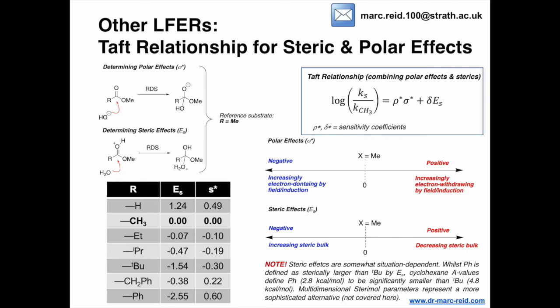The Taft steric parameter is not without its flaws, however, and should be considered as situation specific. Note that the Taft steric parameter E subscript S would suggest that phenyl is sterically larger than tertiary butyl. If we turn to cyclohexane A values, not covered in detail in this course, as an alternative steric parameter, tertiary butyl is quantified as being much larger than phenyl. If you want to know more about quantifying steric parameters by alternative means, please do reach out to me.